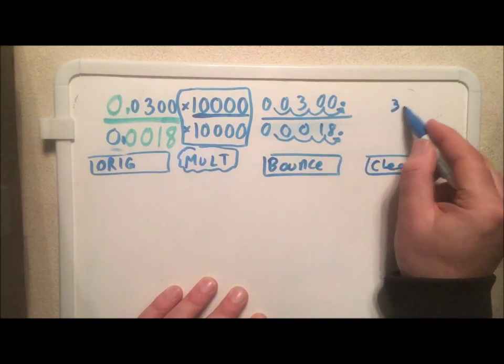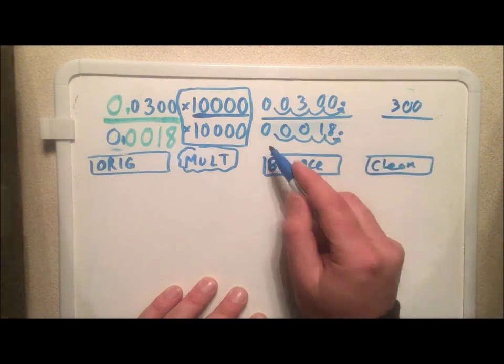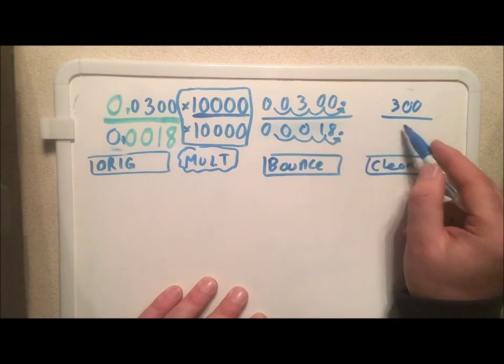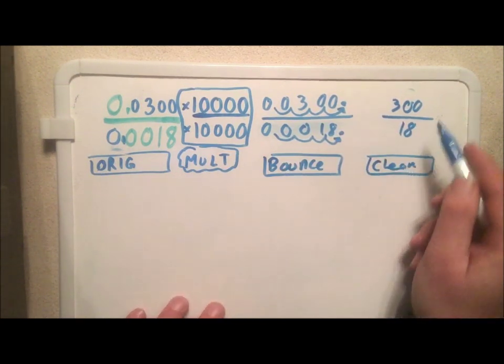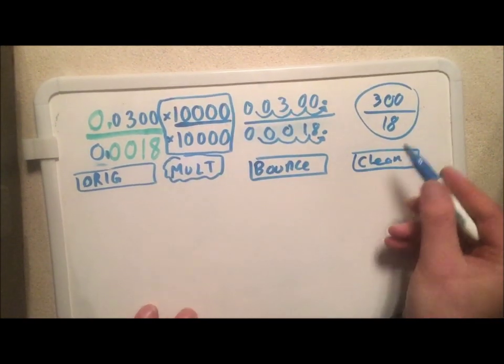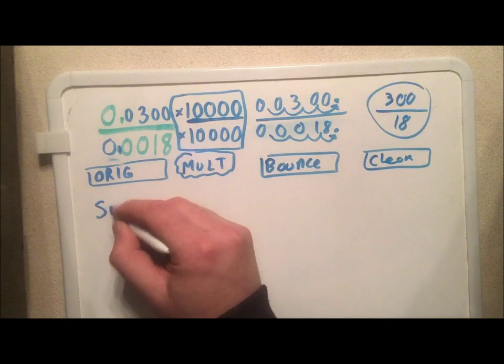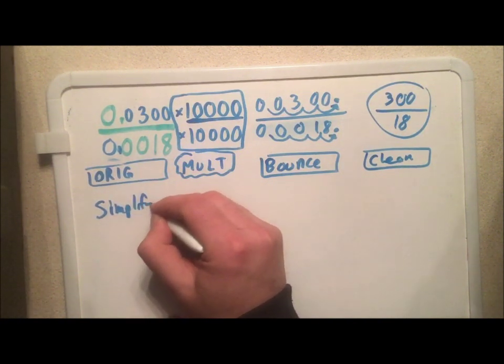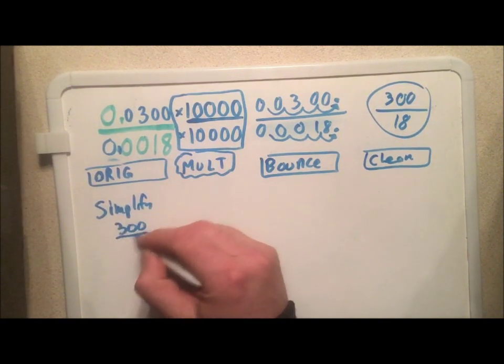00300 is the same as saying 300. 00018 dot is the same as saying 18. So really, we just have to deal with 300 divided by 18. And then after you're there, here's your 5th step. You simplify. 300 divided by 18.